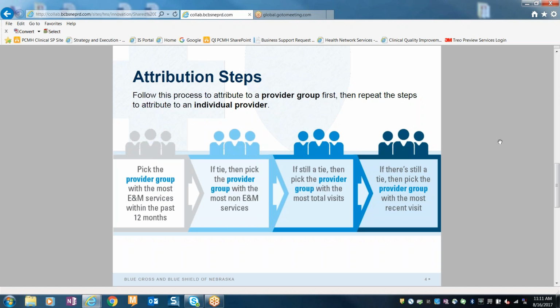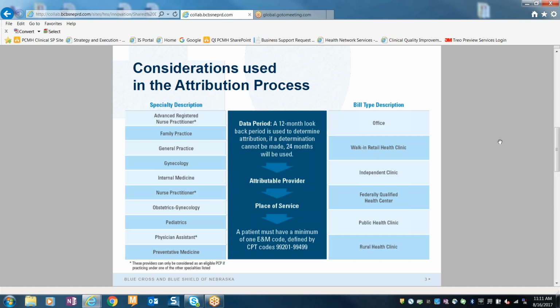So the first piece is very simple. You pick the provider group with the most E&M services within the past 12 months. I'm sorry, let's go back to the previous slide. There was one thing that I forgot to mention here in this data period.